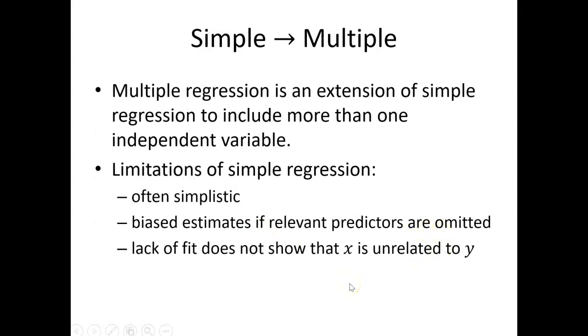So, going from simple to multiple regression. Multiple regression is just an extension, but it's when we include more than one independent variable. Simple regression is pretty powerful, but there are some limitations. It's very simple. If there are some omitted variables in the statistical model, then the estimate of the slope coefficient could be biased, and there could be a lack of fit, meaning that in a simple regression we have not explained much of the variation in y from our sole x variable, our independent variable.